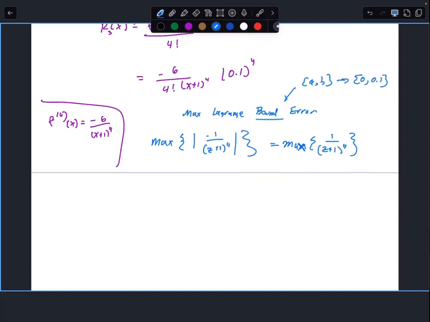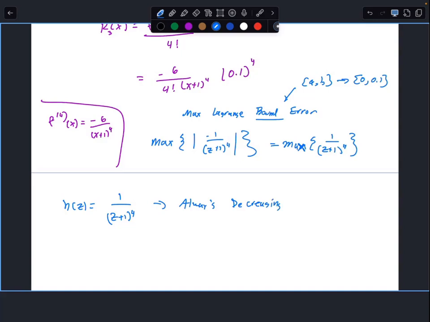But this function right here, 1 over z plus 1 to the fourth, f of z, or h of z, I'll just put it as this function, h of z. This function is always doing what? As z gets bigger and bigger and bigger, what is happening? Yeah, it's always decreasing. This just makes my EVT problem a little bit easier.